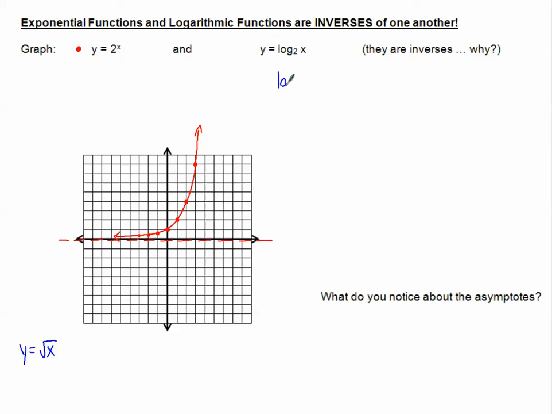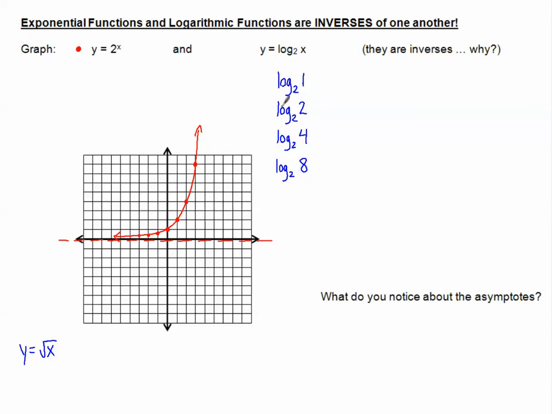So if I'm talking about the log base 2, I'd love to see a 1 right here. If I'm talking about the log base 2, I'd love to see a 2 right here. If I'm talking about the log base 2, I'd love to see a 4. And log base 2 of 8. These are all nice values because they start to represent the powers of 2. Here's 2 to the 0 power. Here's 2 to the first power. Here's 2 squared. Here's 2 cubed.